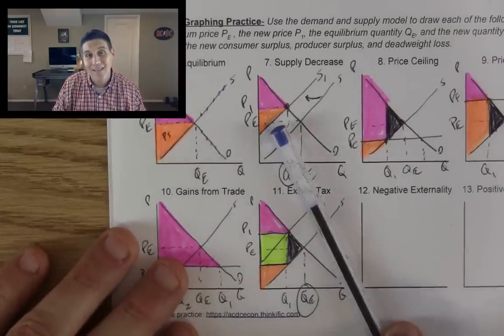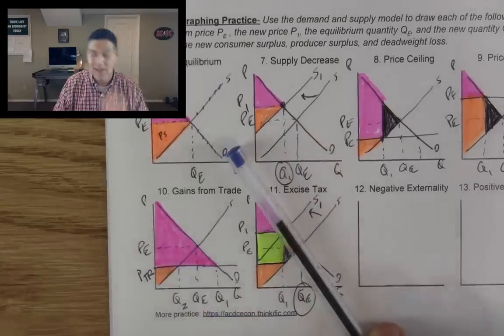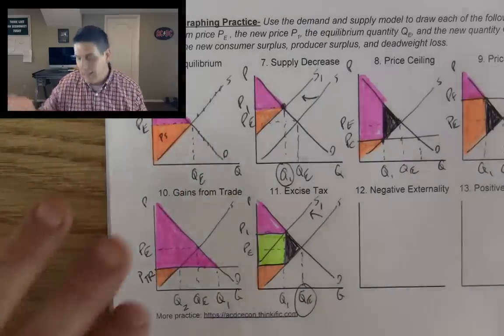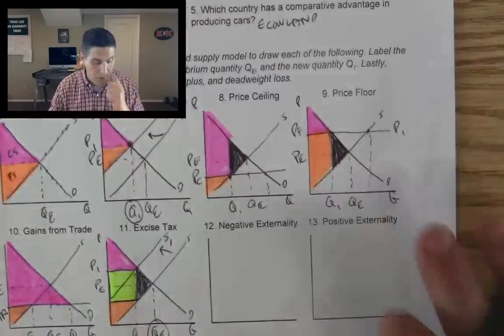The more elastic the demand curve, in this case, the less deadweight loss. But you should be able to connect taxes to elasticity later on. And again, I'm going to cover elasticity in the next video that I'll be making as well.